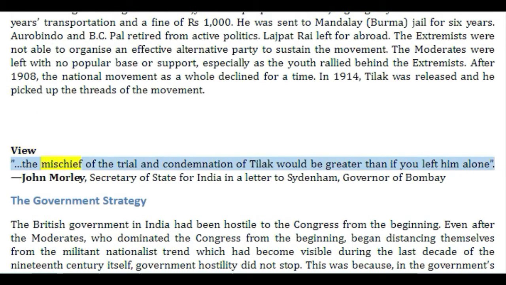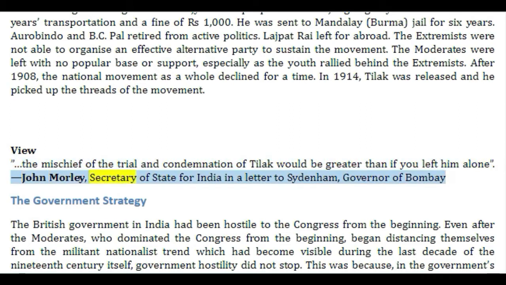The mischief of the trial and condemnation of Tilak would be greater than if you left him alone. John Morley, Secretary of State for India, in a letter to Sydenham, Governor of Bombay.